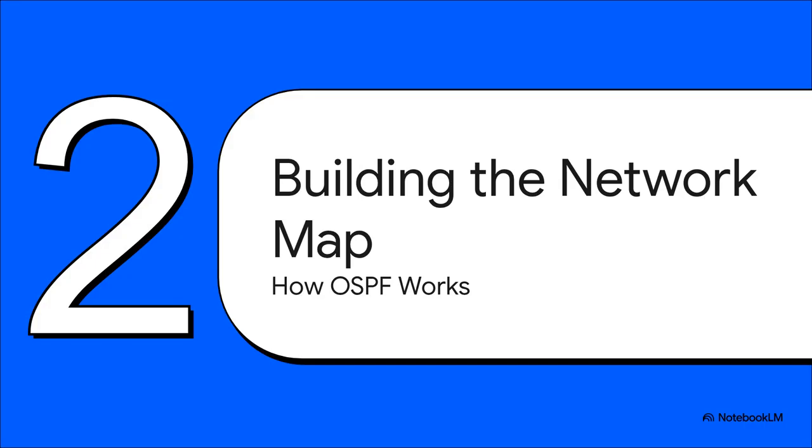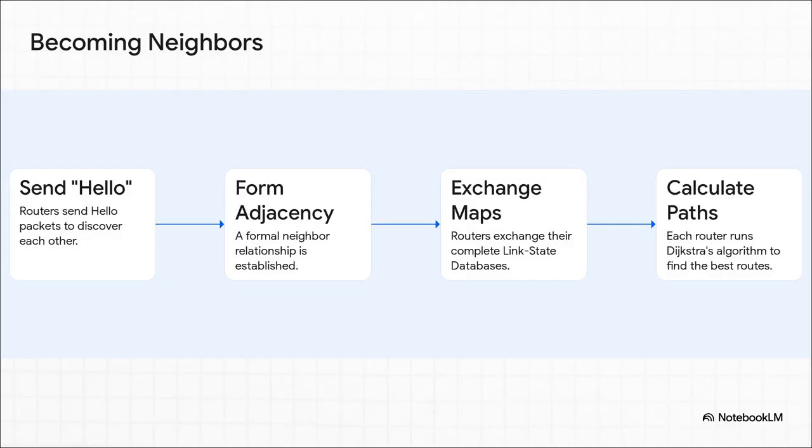Okay, so if every single router has a map, how do they build it in the first place? And maybe more importantly, how do they keep it updated in real time? Well, the whole process starts, piece by piece, with a simple hello. So it all starts with a friendly introduction. First, routers send out these little hello packets to discover each other. Once they connect, they form an adjacency, which is just a formal neighbor relationship. And then comes the really crucial step. They exchange their complete map collections, what we call link state databases. Once they have identical maps in hand, each router can independently figure out the best path to every single destination.